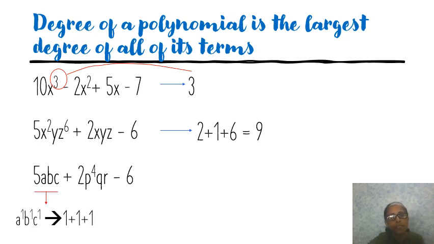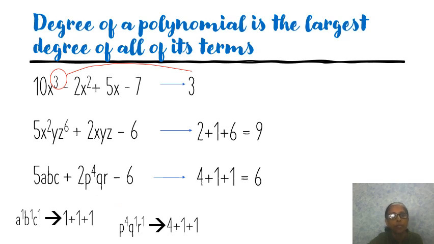First term is having the degree 3. A is having 1 as power, b 1, c 1. So the first term has only 3 as a degree. What about the second term? 4 plus 1 plus 1, it is 6. So 6 is greater than 3. Therefore, what is the degree of the polynomial? It is 6. Is that clear?